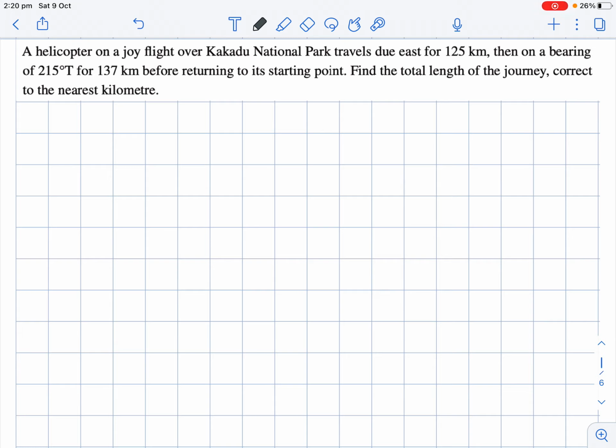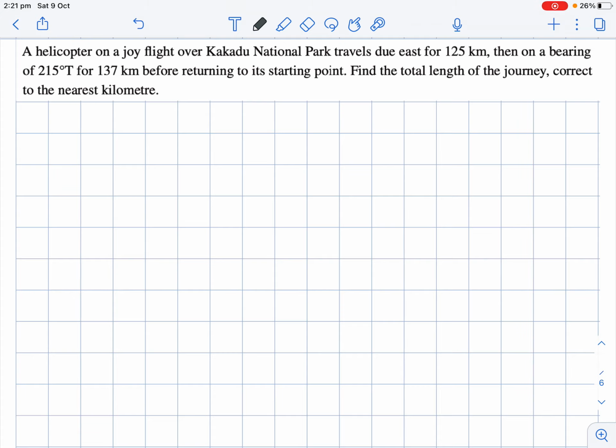The second question says a helicopter on a joy flight over Kakadu National Park travels due east for 125 kilometres, then on a bearing of 215 degrees true for 137 kilometres before returning to its starting point. Find the total length of the journey correct to the nearest kilometre.